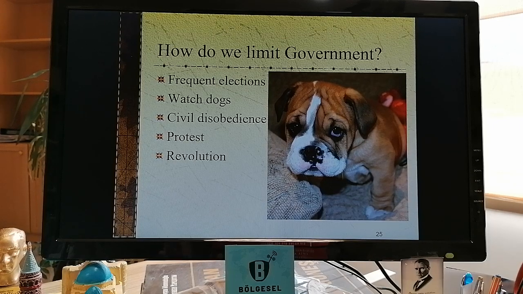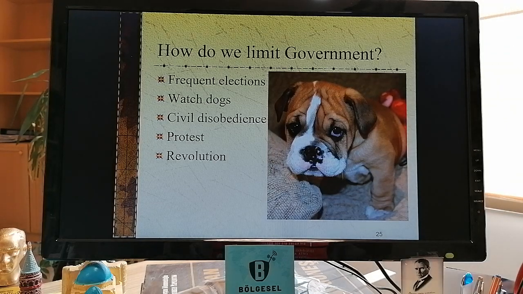But as a citizen, people, how do we limit government? This is one important question that we need to ask in democracy. How do we limit government? Frequent elections, okay, for 4 years or 5 years. Watchdogs, gözlemciler, civil disobedience, sivil itaatsizlik. Protest, revolution. So every country has different type of limitation of government. Think about Turkey. How can we limit government in Turkey? Just think how American people limit the American government. How, for example, the Germans limit the German government. Think.